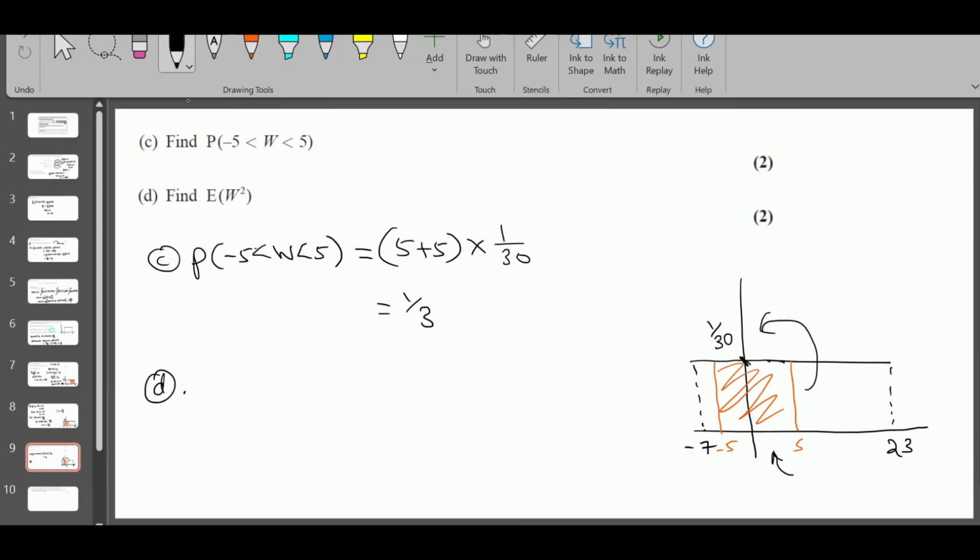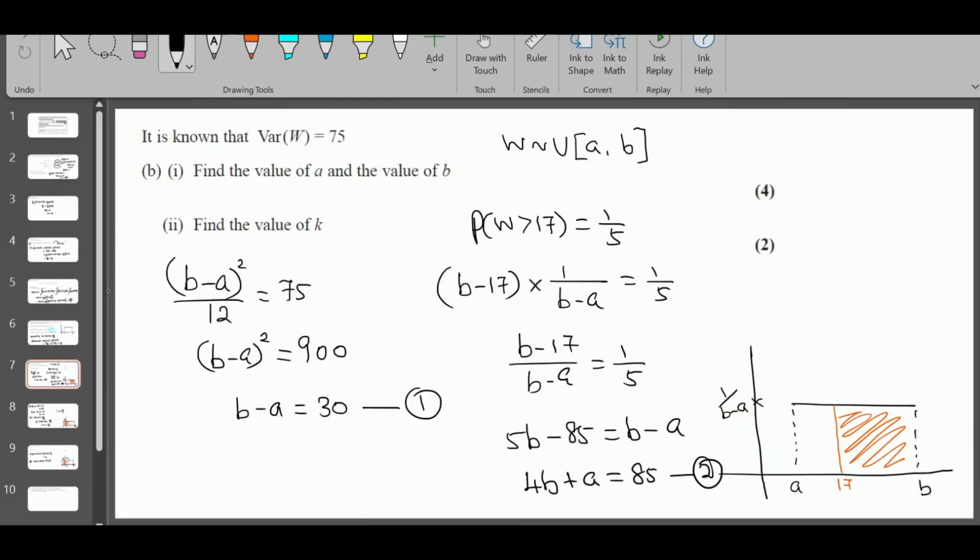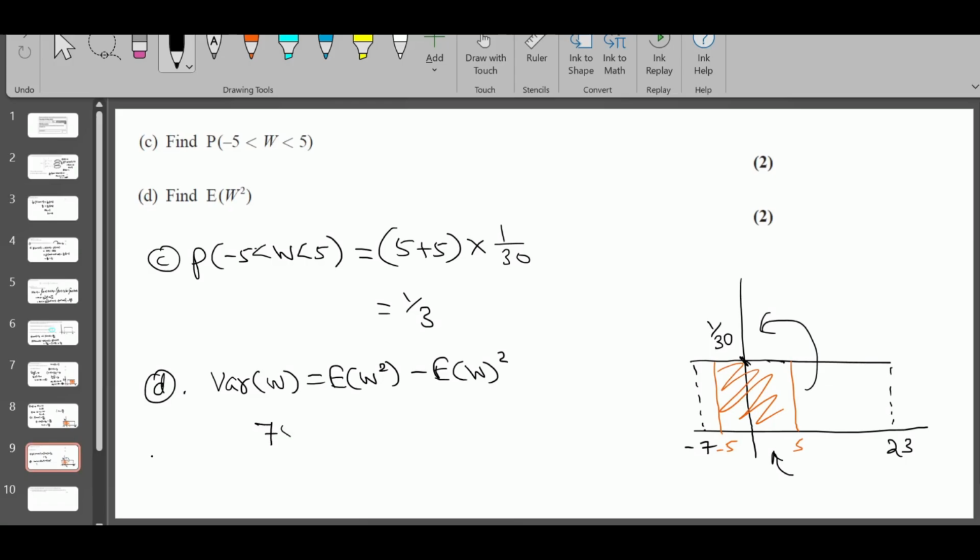D now. Find E of W squared. We know this formula: variance of W is E of W squared minus E of X, whole squared, right? Variance of W was given here, right? 75. So 75 is equal to E of W squared minus. There is a formula to find E of X for this uniform distribution. It's b plus a over 2. b is 23 plus a over 2. That's E of X, whole squared.